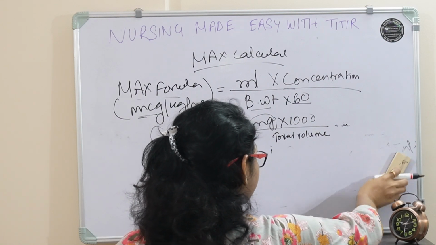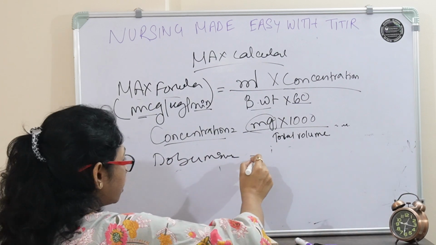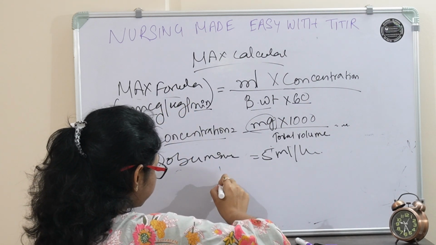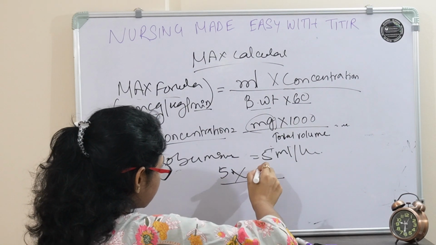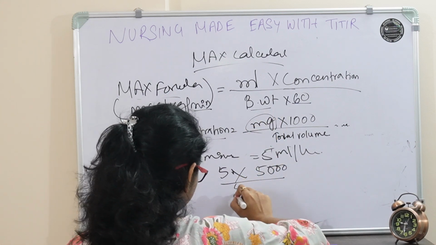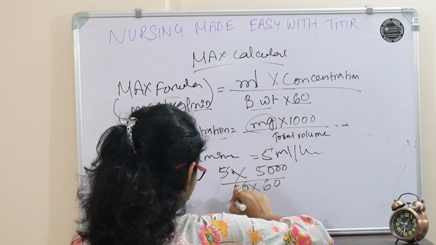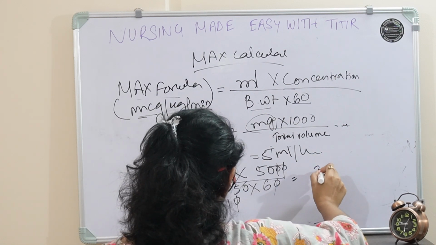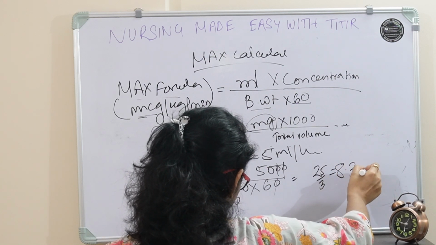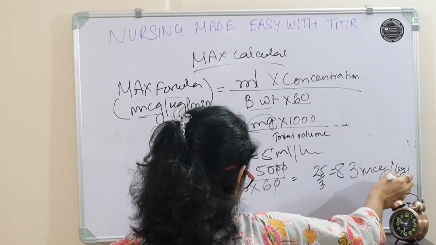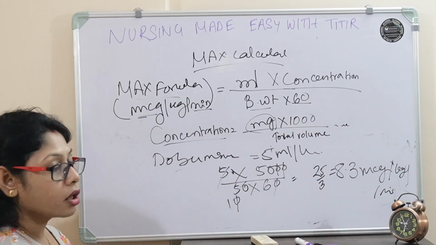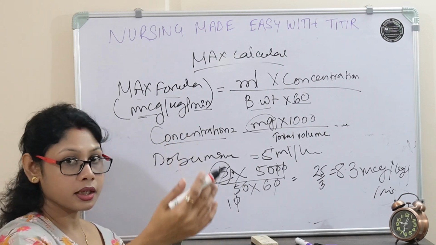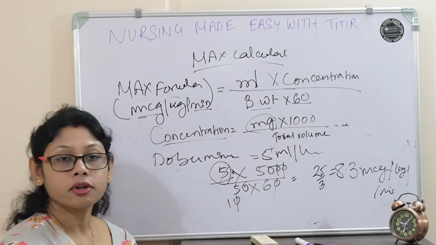We'll use this 5000 concentration to calculate the maximum dose for dobutamine. Let's assume our doctor has advised to start the dobutamine at 5 ml per hour. Now we have to calculate the maximum dose for dobutamine. So the formula: 5 into concentration 5000, divided by body weight, let's assume it is 50 to make the calculation easier, into 60. It is 25 by 3, which will come to around 8.3 mcg per kg per minute. Same, if you titrate the dose, if you increase the dose, you can change the ml over there, like 10, 15, and you can use a calculator for the max calculation.